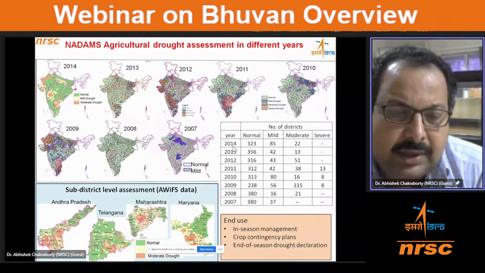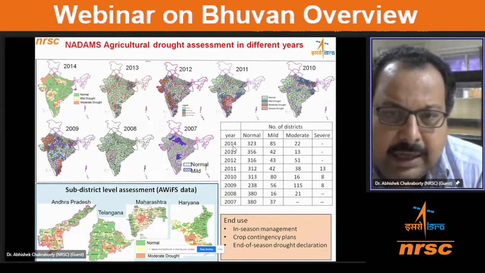We generate this kind of a graph. If it is drought, we give some kind of a color palette, and then the whole districts are covered. Right now, there is a demand to cover the northeast area because drought has started occurring in the northeast also.